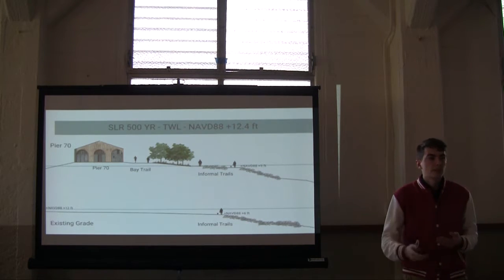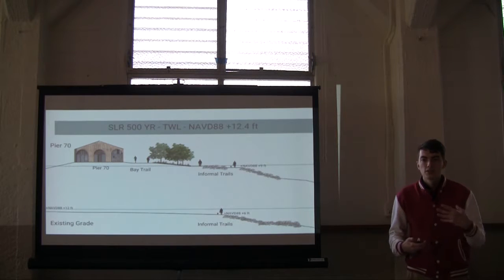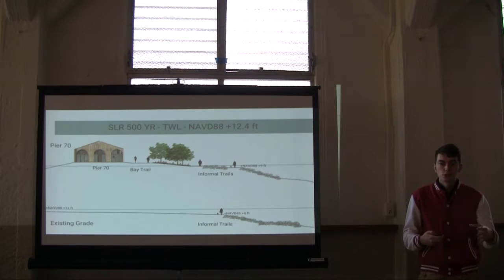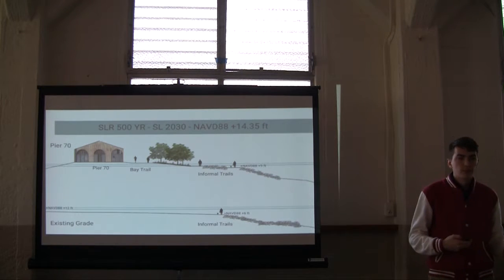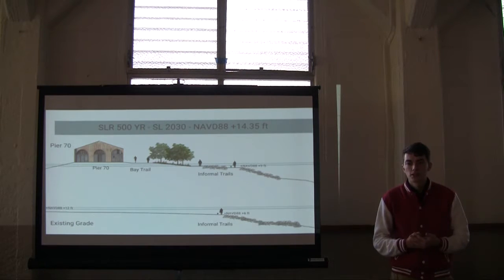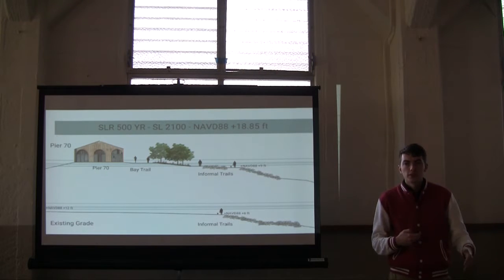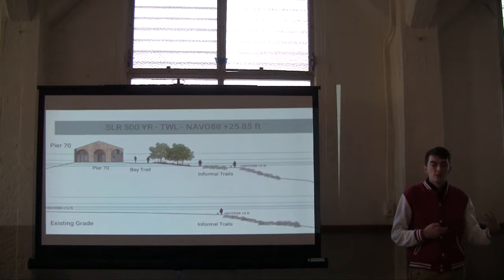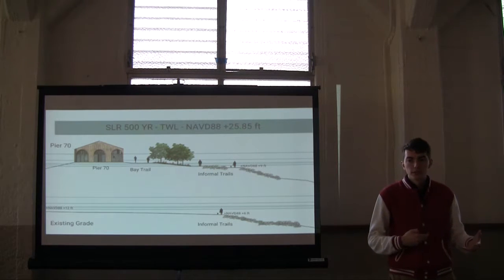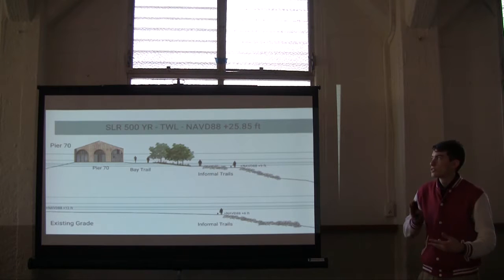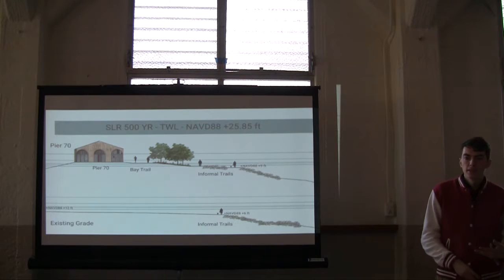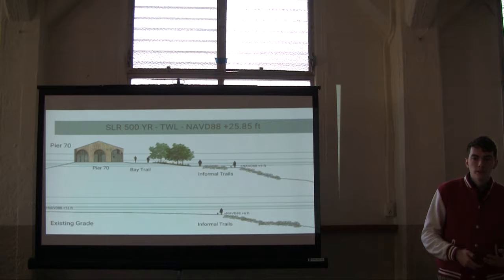And we did the same thing looking at 500-year storm surges, starting at that 12 feet coastline total water level. By 2030, you're looking at around 14 feet, so 2 feet above the current coastline, up to 3 feet by 2050, and by 2100, 6.5 feet above that. And then by 2200, you're looking at a total of 25 feet above the current sea level, which is about 13 feet above the current coastline right now.